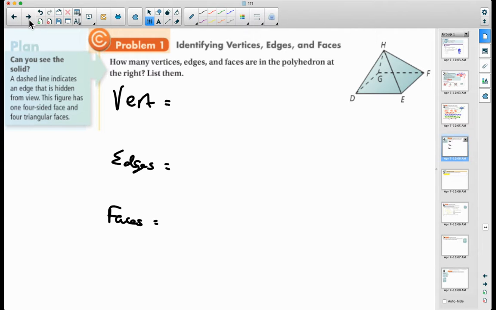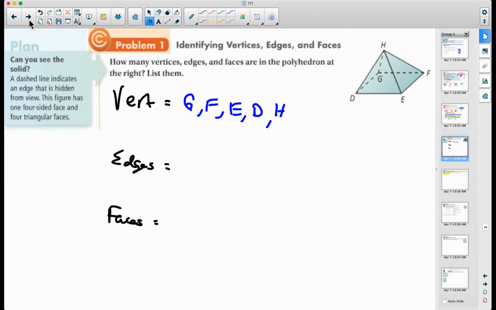Okay, let's look at vertices. So vertices, I've got 5 of them, right? So I've got G, F, E, and D, and H is actually called the vertex of the pyramid. All right. Okay, so there's 5 of them total. All right. Next, edges. Okay, well, let's go around the square base first.